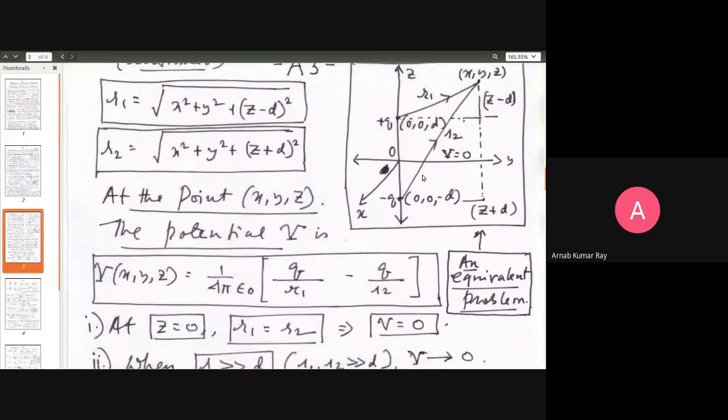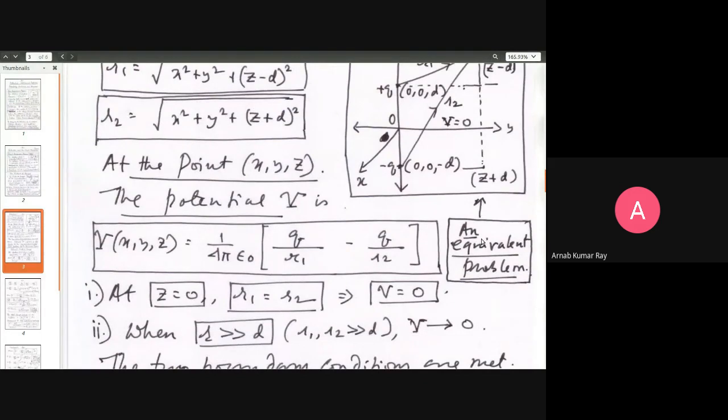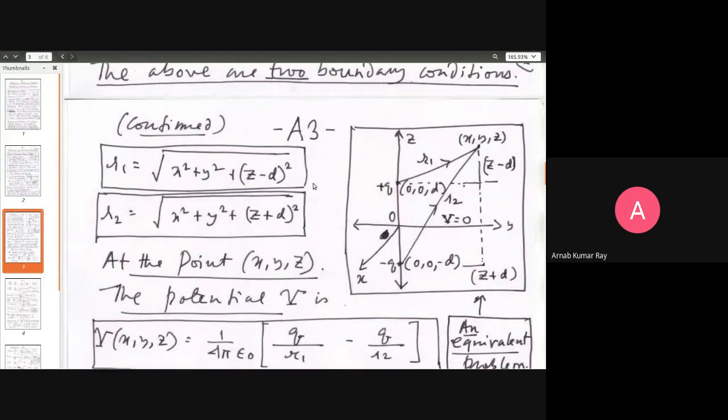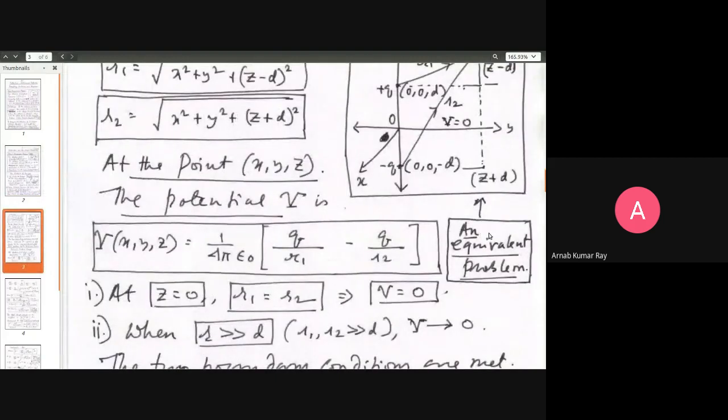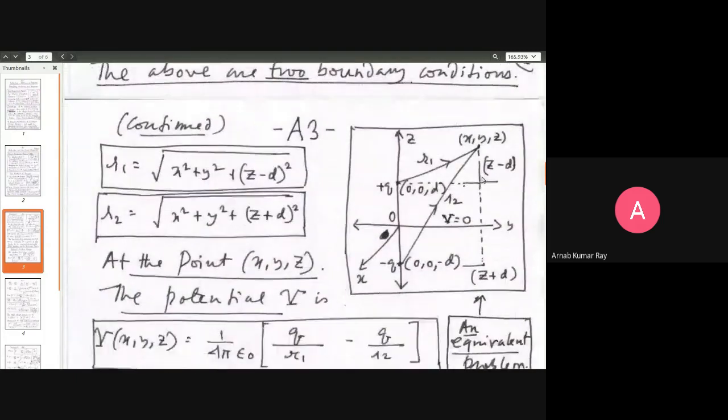I mean, you might be wondering, why am I doing that? Here's the answer. We are solving not the problem that we have been given, rather we are solving an equivalent problem. And what is the equivalence? Let us now see. What is the potential here?